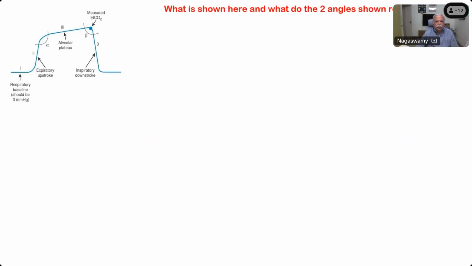What is shown here and what do the two angles shown represent? Capnography, which has the alpha angle and beta angle. What do they represent? The question is, what do the two angles represent? I'm not asking what the names of the angles are; that is given already. So the first answer is a normal capnograph trace.